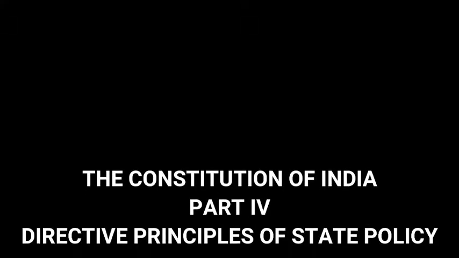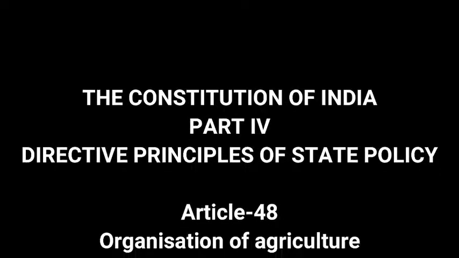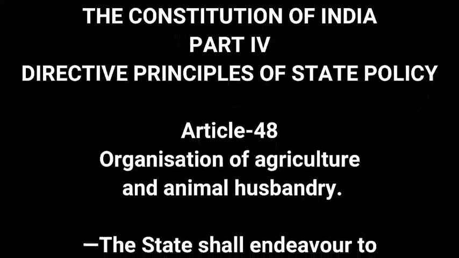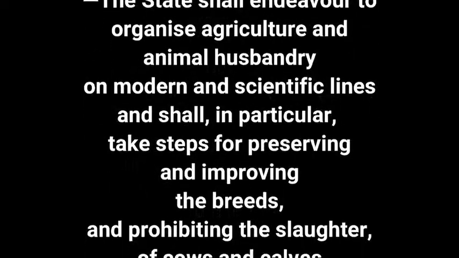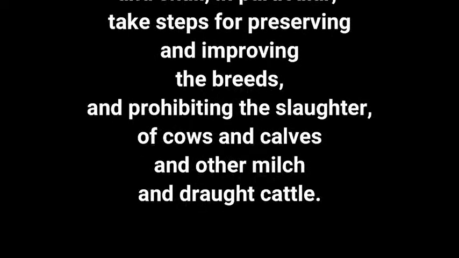The Constitution of India. Part 4. Directive Principles of State Policy. Article 48. Organization of Agriculture and Animal Husbandry. The state shall endeavor to organize agriculture and animal husbandry, on modern and scientific lines, and shall, in particular, take steps for preserving and improving the breeds, and prohibiting the slaughter of cows and calves and other milch and draft cattle.